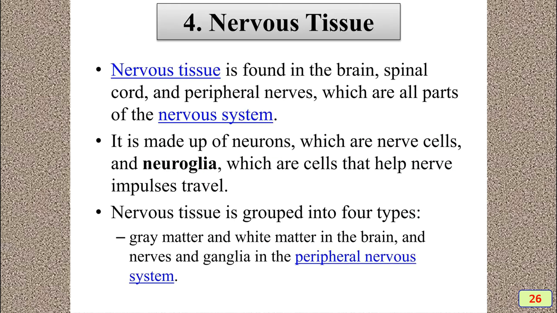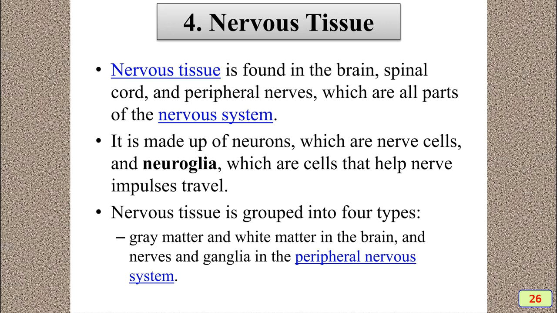Then the fourth is the nervous tissue, one of the well-developed tissues in the human being. It is very well protected inside the skull, a bone structure, and it is elongated as the spinal cord, and a lot of peripheral nerves are there, which are all parts of the entire nervous system, just like the digestive system, cardiovascular system, and many other systems. The nervous tissue is part of the nervous system.